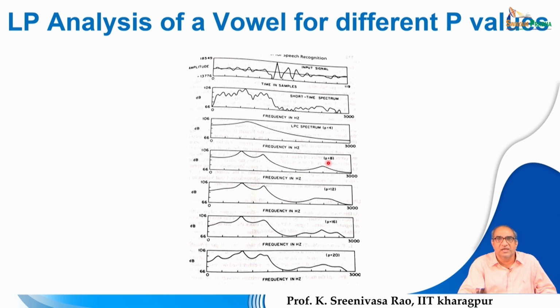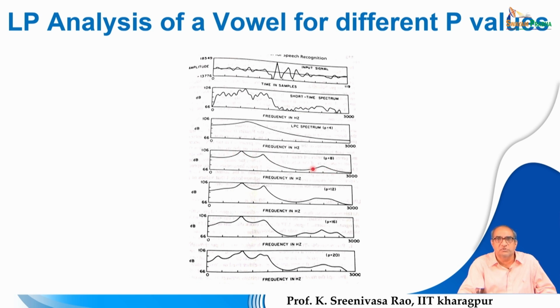So when you perform the LP analysis with p equals to 8, we will get 8 coefficients. If you plug those 8 coefficients into the vocal tract filter 1 by A(z), you have a polynomial of order 8. If you compute the frequency response of that, you can see the LP spectrum with 8 LP coefficients.